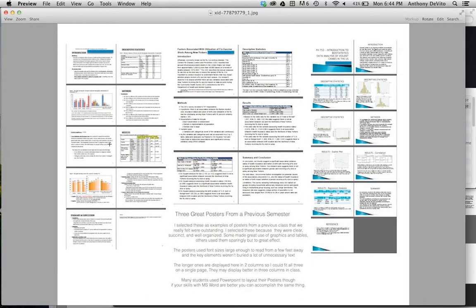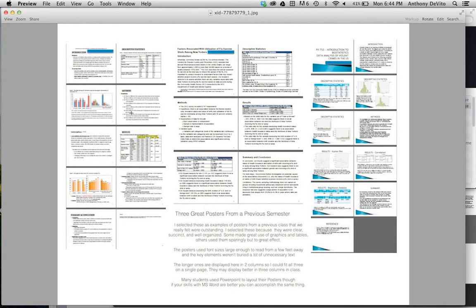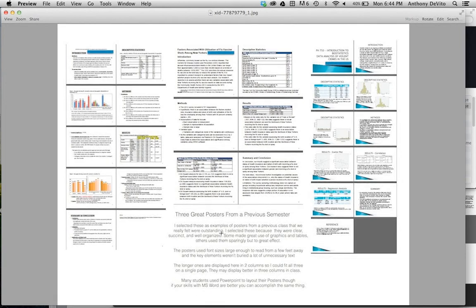Because the board is wider than it is long, it's 2 feet wide and 2.5 feet long, you have enough room to get 3 across. Most of them were displayed 3 across, or you could do it 2 across. So on this one, you can see they gave their introduction, did the descriptive statistics, and their output. They discussed what they found, their methods, some more output, and then they listed the references.